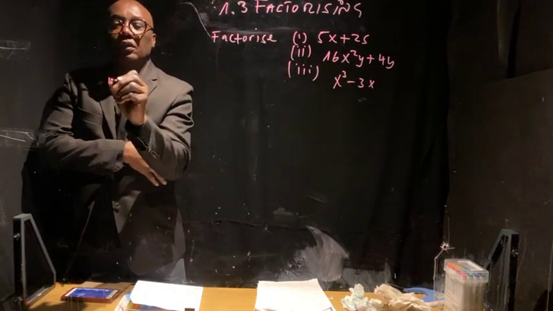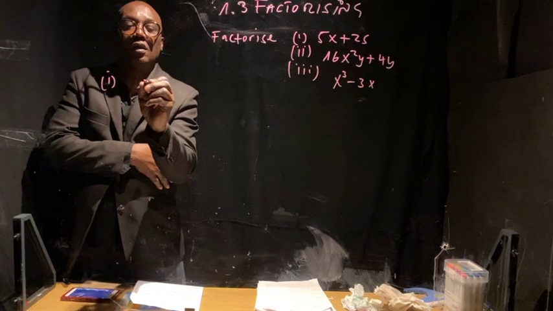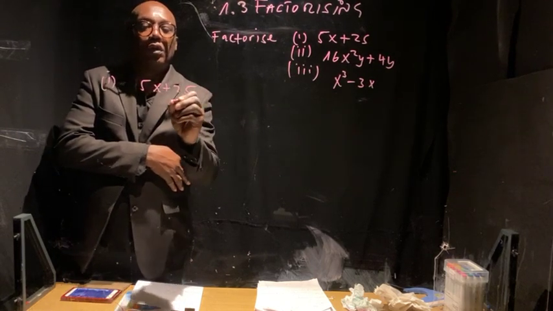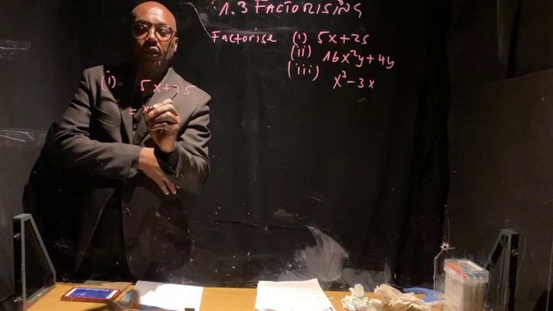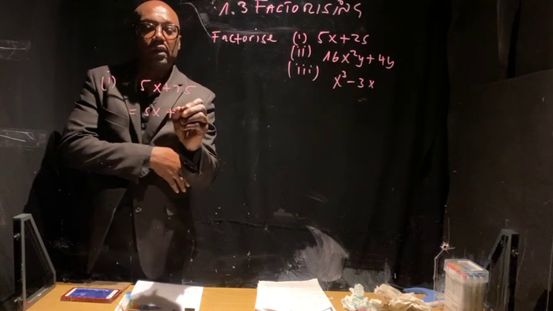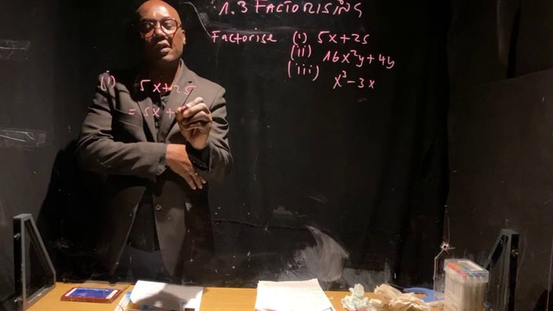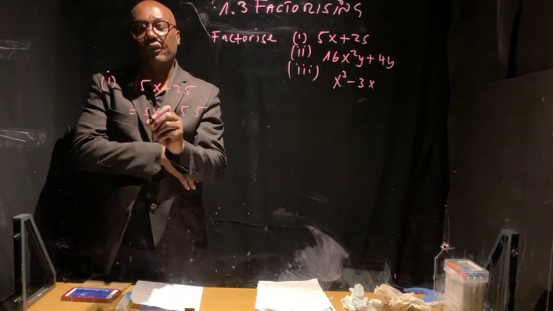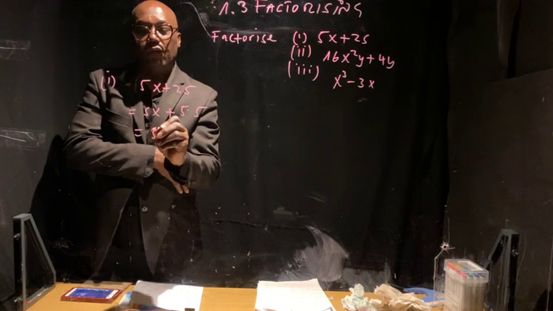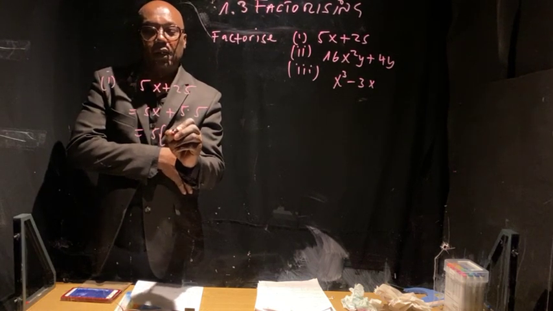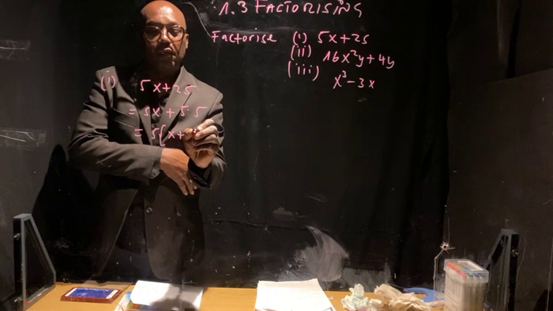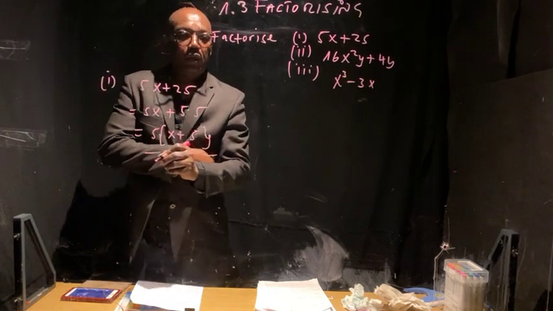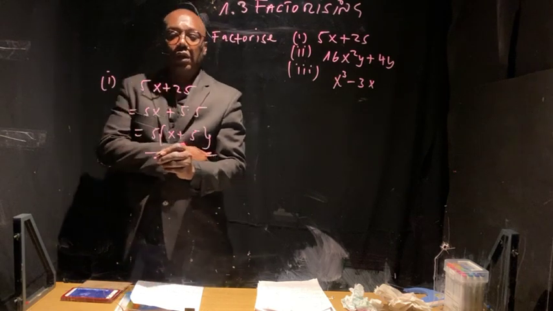Starting with the first one, which is 5x plus 25. This is no different from 5x plus, what is 25? 5 times 5. You have 5 here, you have 5 here. You can factorize the 5 out. So it becomes 5 outside the bracket, x plus 5. Bam, bam, we're done.